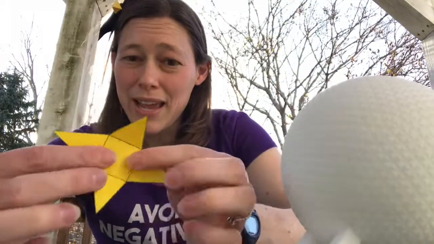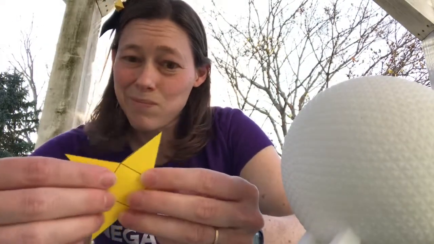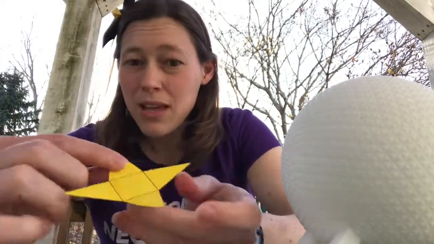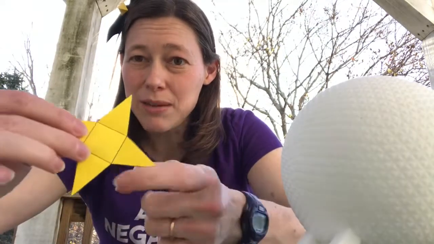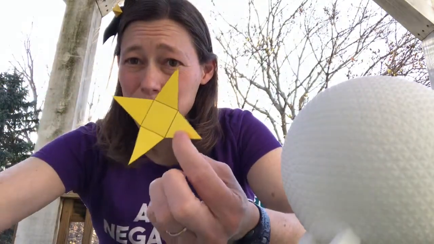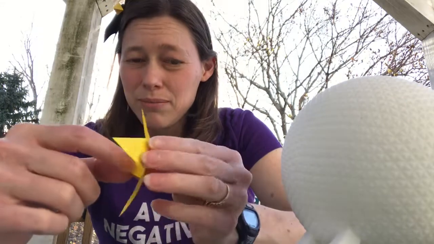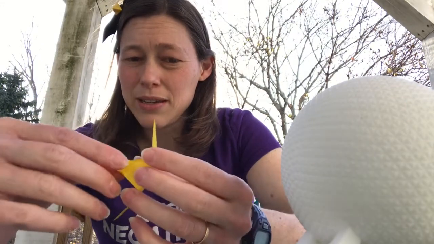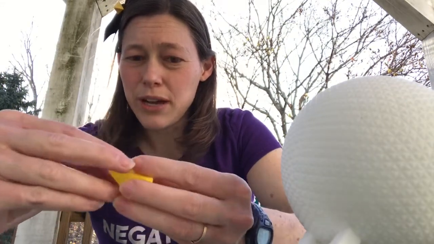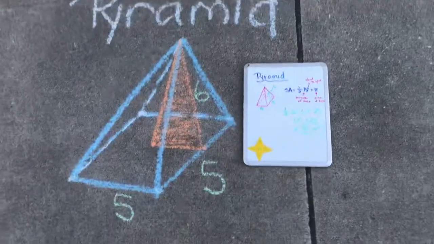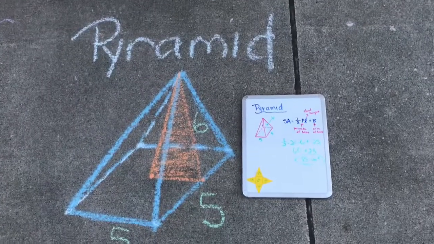If you have a hexagonal pyramid, then you have a hexagon in the middle, and so then you have six triangles. So that's how you do the surface area of a pyramid. And I really tried drawing this, but you guys all know how that goes.